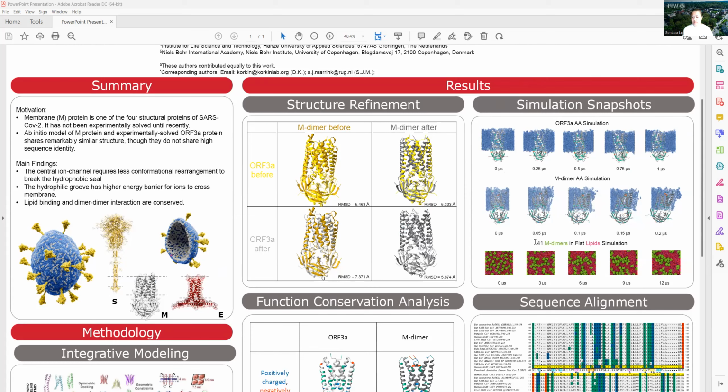We also run a 41 M-dimers all-atom simulation in a flat lipid with the same composition as our envelope model. We put the M-dimers in random orientation so that it won't generate any artificial pattern. We observed this filament-like pattern forming after 3 microseconds and the clustering of M-dimer in the lipid bilayers after around 10 microseconds.